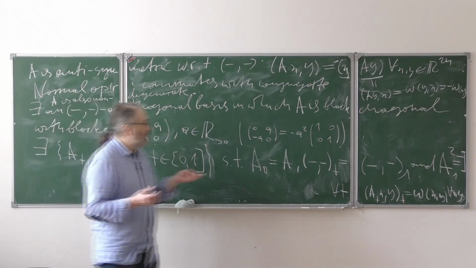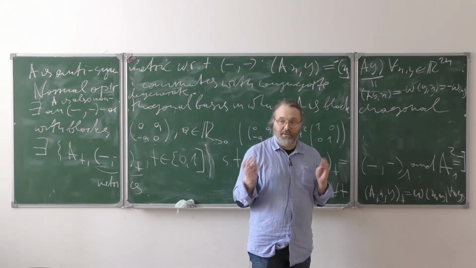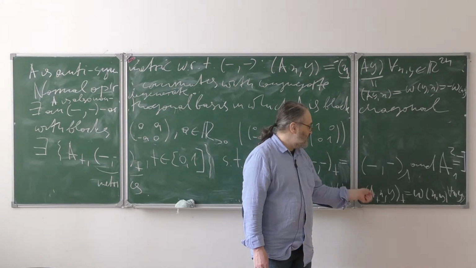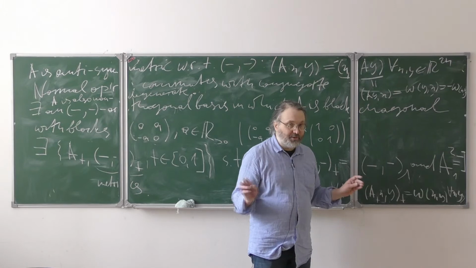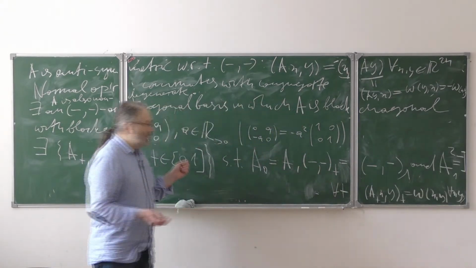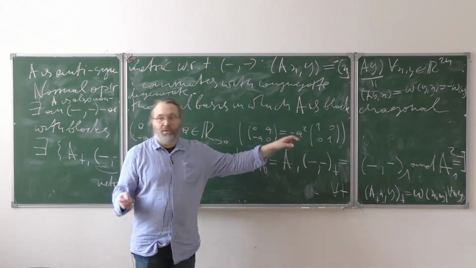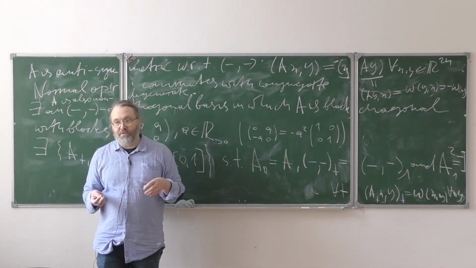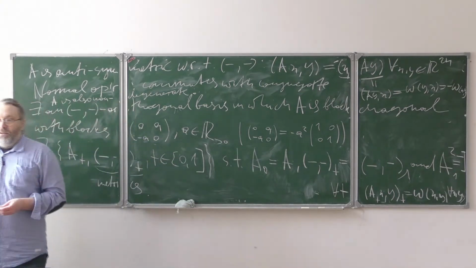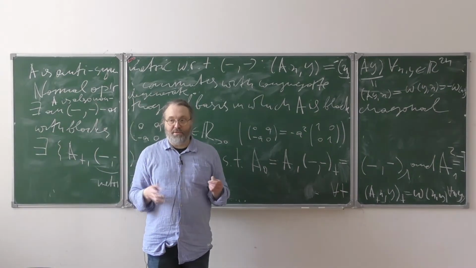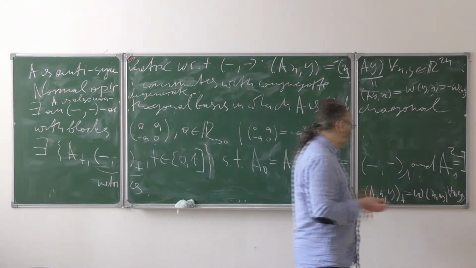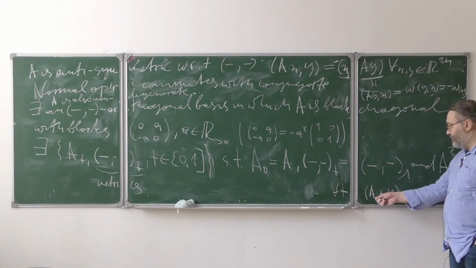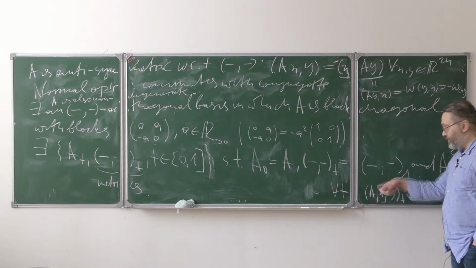Yes, so not all metrics give us an almost complex structure. If we use this formula as the definition of the operator A, only some metrics do. Let's call metrics which result in an almost complex structure good metrics. So this thing is a deformation retraction of the space of all metrics onto the space of good metrics. The space of good metrics is the same as the space of almost complex structures, because using this formula, A defines a metric and vice versa.